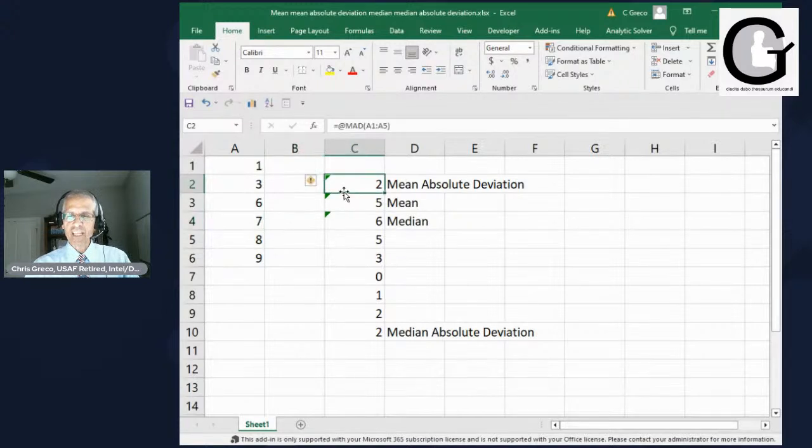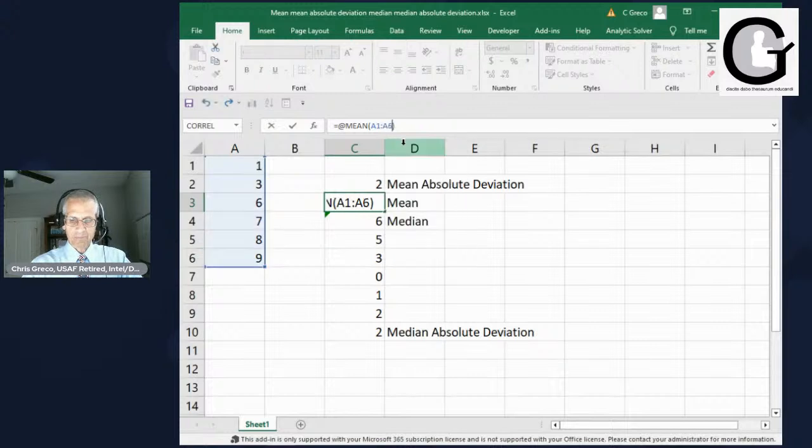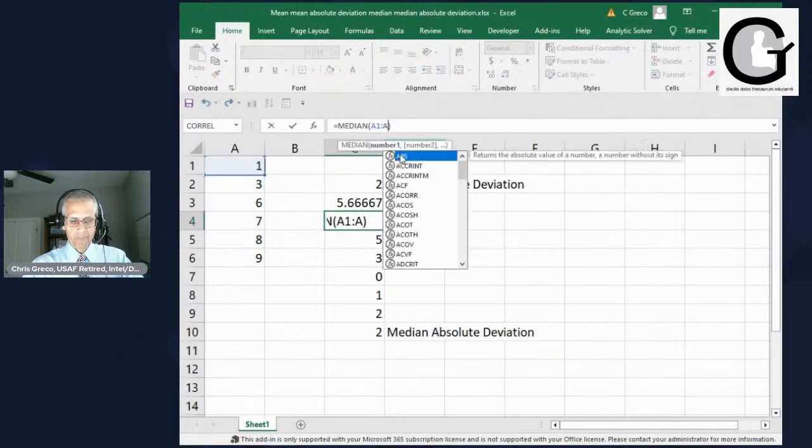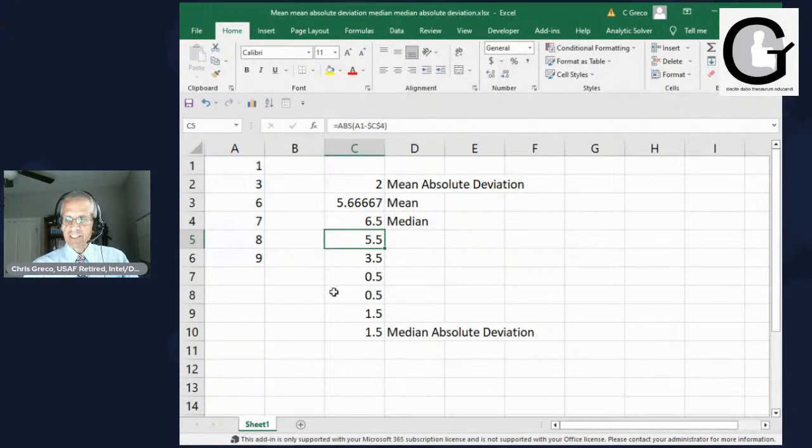Well, what happens if we change some of these? So instead of one, we're going to do this. We're going to change it to that. See what it did? Didn't do much. Not to the mean absolute deviation. What about the mean itself? Let's see what it does with that. Well, it changes that up. What about the median? Does it do anything to the median? Yes, it does. It changes the median and it changes the median absolute deviation.